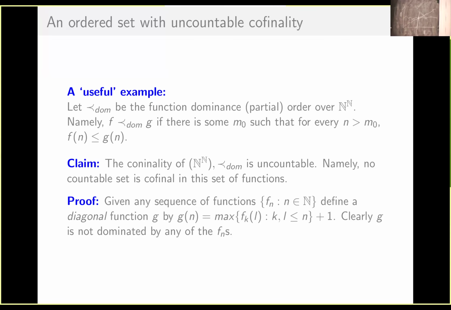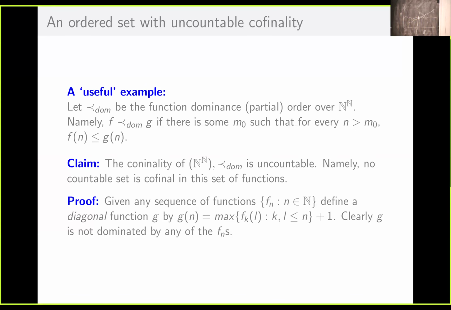So for a partial ordering, I said the set is cofinal if no element of X is above the element of A. But what I'm claiming is that the cofinality of this partial ordering, after the eventual dominance, is uncountable. So here we found a set with an ordering of uncountable cofinality. And what is the proof? The proof is the usual diagonalization argument.